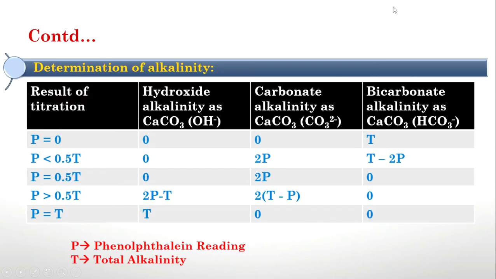Now, how to determine this alkalinity? We have the result of titration here, in which P represents the phenolphthalein reading, and T is the total alkalinity. And hydroxide alkalinity is there, carbonate alkalinity is there, bicarbonate alkalinity is there. When we have the result of titration, we can find all these alkalinities by using these equations. When the result of titration P is equal to 0, that is, the phenolphthalein reading is equal to 0, we can say that hydroxide alkalinity is 0, carbonate alkalinity is 0, but bicarbonate alkalinity is equal to total alkalinity. When P is less than 0.5 T, hydroxide alkalinity is again 0, carbonate alkalinity is 2 times the phenolphthalein reading, and bicarbonate alkalinity is equal to T minus 2P. Like that we can say for all these types of alkalinities. We can calculate all the alkalinities by using this table or these equations.